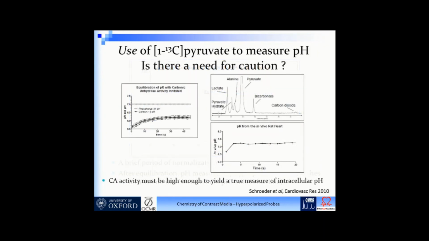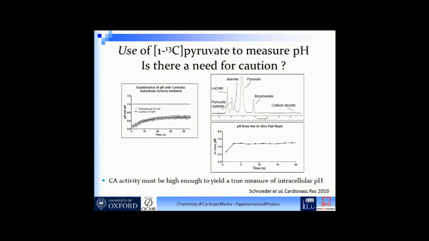But there is a need just to be a little bit cautious about these pH measurements, because it does rely on a very, very high level of activity of carbonic anhydrase. So if you inhibit that carbonic anhydrase activity, you end up with a pH measurement which is below the true pH measurement, just due to the fact that the system can't get into equilibrium, and therefore the ratio is not giving you a true measure of pH.